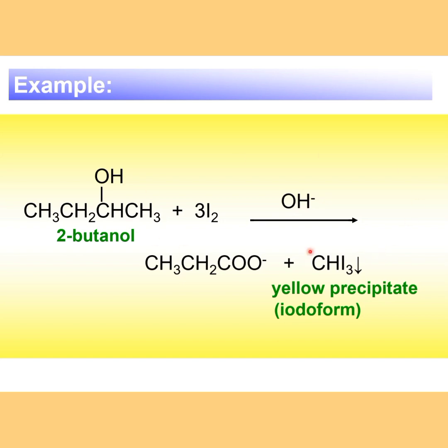So the reaction will produce carboxylate ion and triiodomethane, which is a yellow precipitate. We call it iodoform.